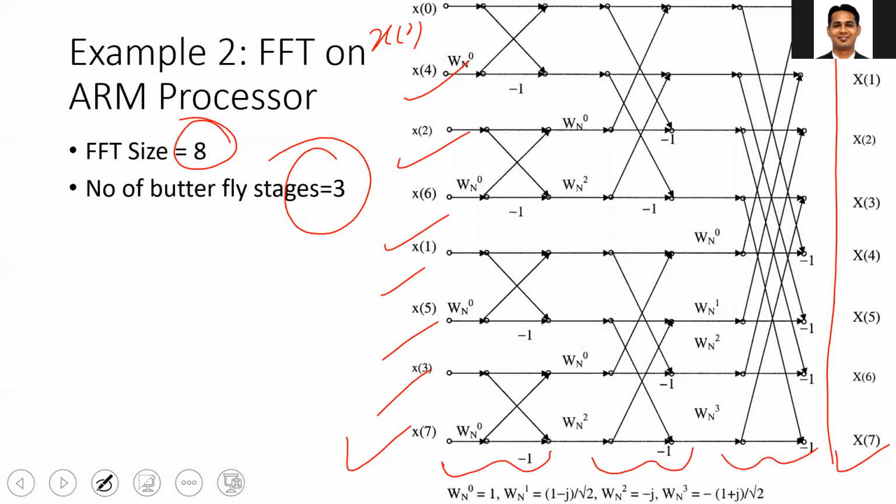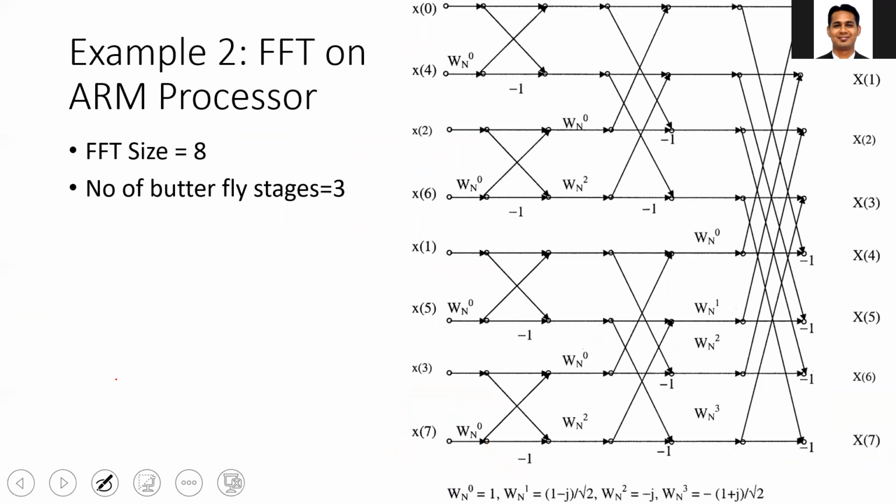In the first stage of the butterfly, I'll have 4 butterfly operations. In the second stage, I'll have 2 butterflies, and in the third stage, I'll have 1 butterfly operation. And the corresponding weights of the butterfly, you can see that they can be calculated easily. So this is the FFT operation. Understand this figure so that we can discuss the code in the next slide. Now, these weights of the butterfly are called twiddle factors, and these are complex values.